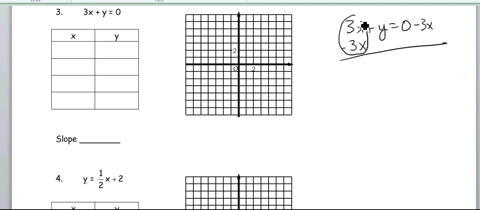These cancel out. I'm left with 1 positive y equals, I don't need to bring down the 0 because 0 minus 3x is just negative 3x. So what you're going to do is you're going to go to the y equals, and you're going to put in negative 3x in your y equals. Go to your table, and then you're going to put in the values for negative 2, negative 1, 0, 1, and 2.